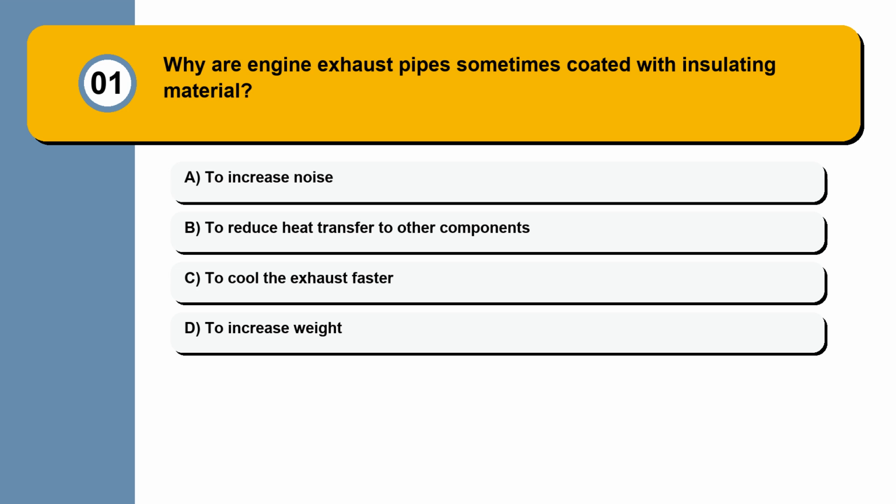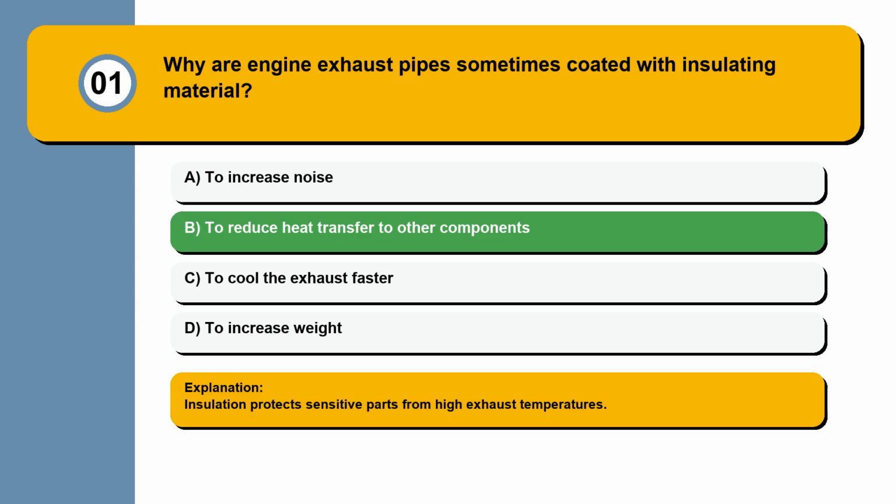Question 1. Why are engine exhaust pipes sometimes coated with insulating material? To increase noise. To reduce heat transfer to other components. To cool the exhaust faster. To increase weight. Insulation protects sensitive parts from high exhaust temperatures.